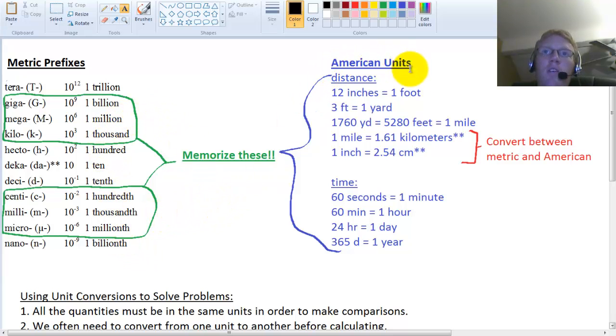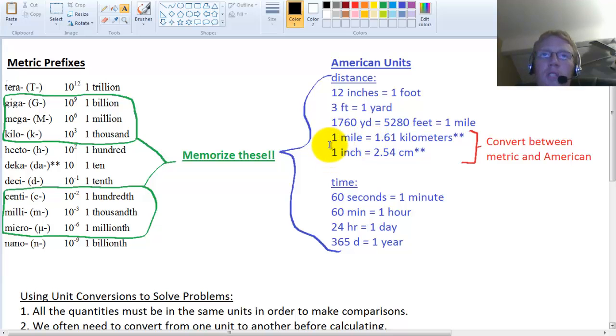Okay. For American units, a lot of you guys probably already know some of these, but you may not know all of them. American units, at least the ones that I've listed here, are things that you should memorize. So you should all know there's 12 inches in a foot, 3 feet in a yard, 5,280 feet in 1 mile, which if you know there's 3 feet in 1 yard, then you know that 5,280 divided by 3 will tell you how many yards it is, and that's 1,760.